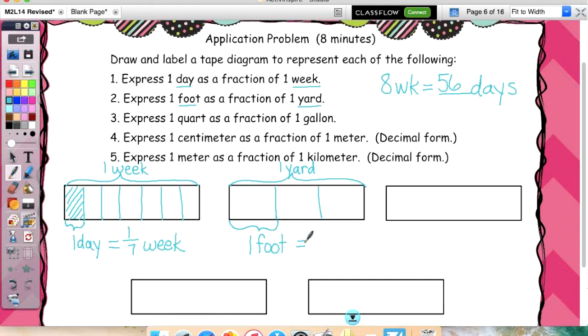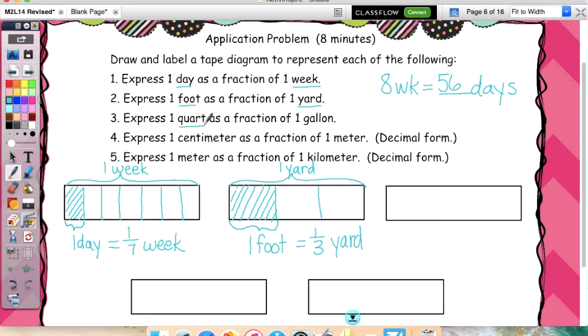And this is actually going to be a resource page for you too. So if I were to shade this in, it would be 1 out of 3, 1/3 yard. So all we're doing is going opposite of what we've been doing, but we're still going to multiply. You'll see.